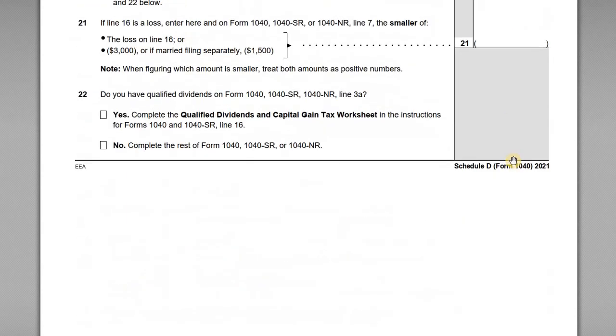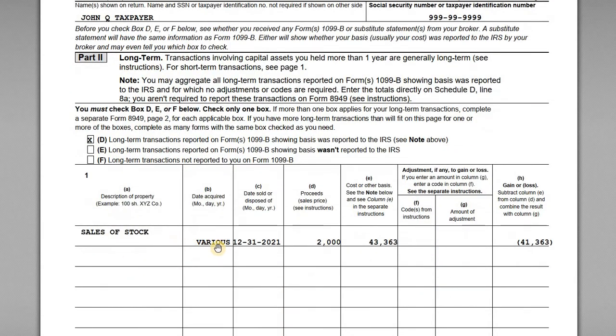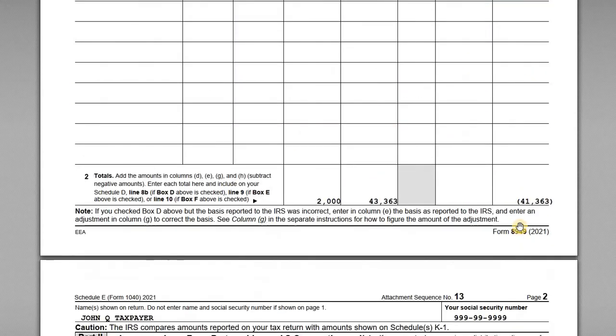So if we jump down to the 8949, we just have sale of stocks. He did a grouping of them. Long-term capital loss. So the cost basis was $43,363, with 2,000 in sales proceeds. So he took a real bath on this one. It wasn't good. So his net long-term capital loss on the sale of the stock is $41,363.